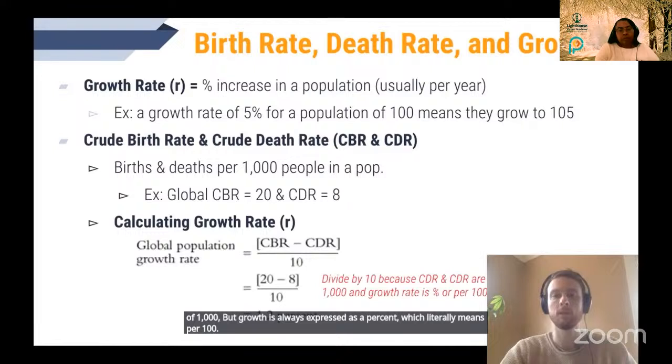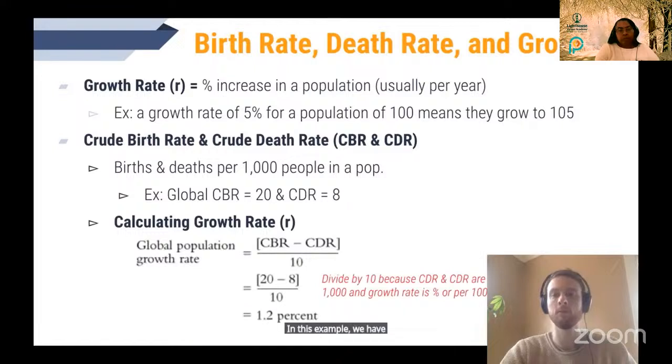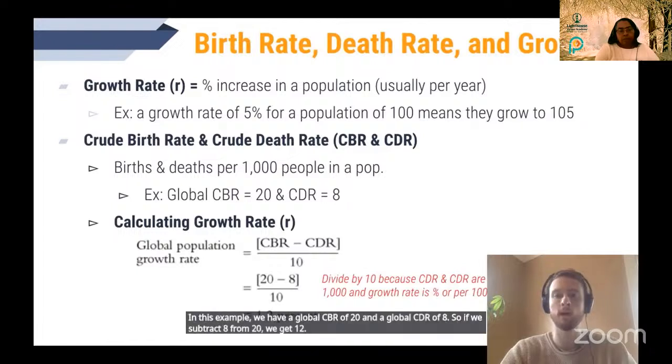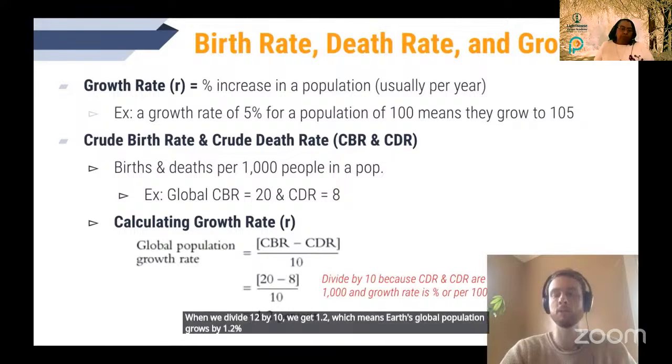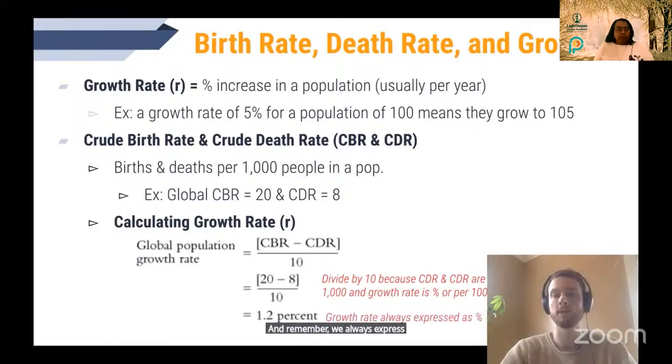In this example, we have a global CBR of 20 and a global CDR of 8. So if we subtract 8 from 20, we get 12. When we divide 12 by 10, we get 1.2, which means Earth's global population grows by 1.2% each year. And remember, we always express this growth rate as a percentage.